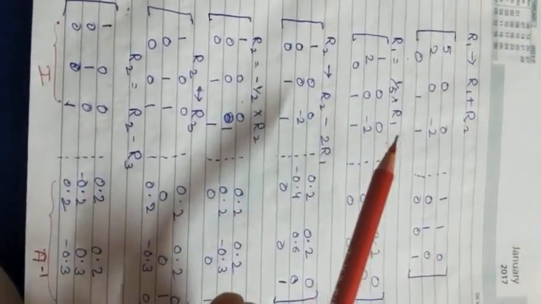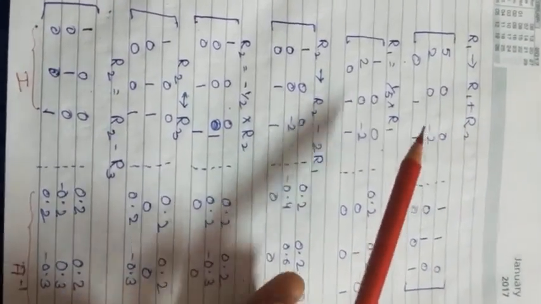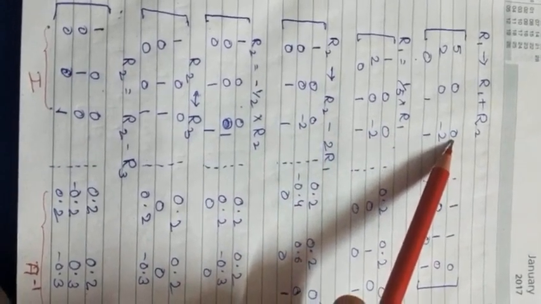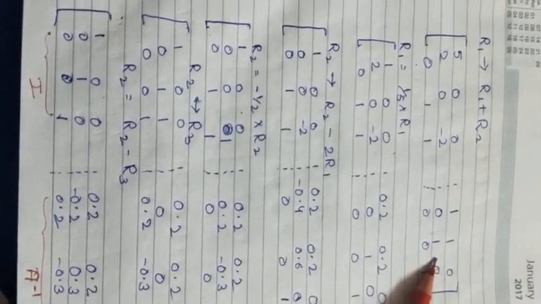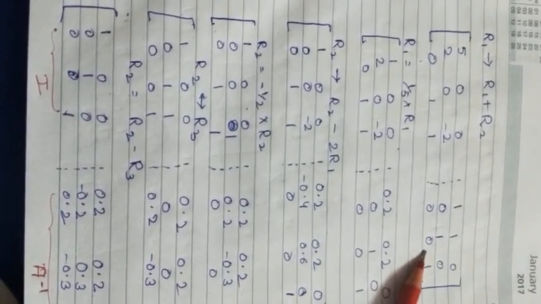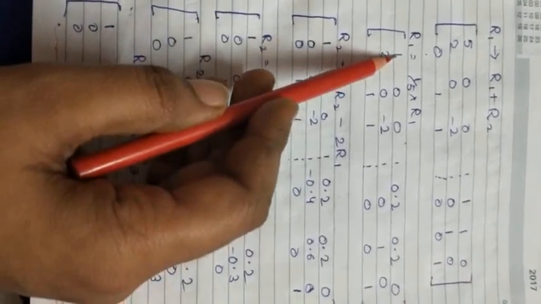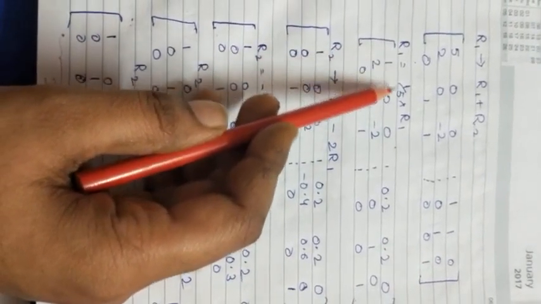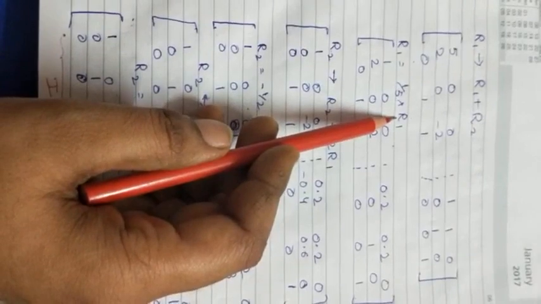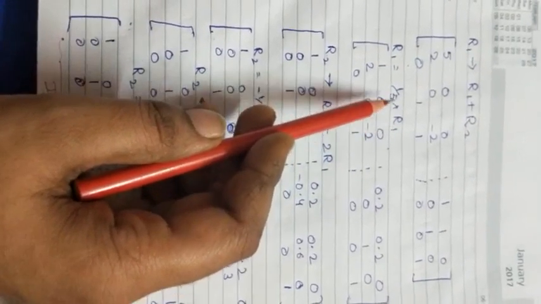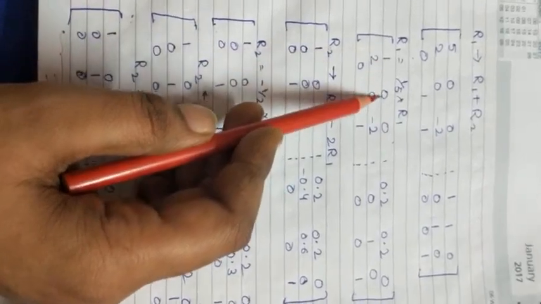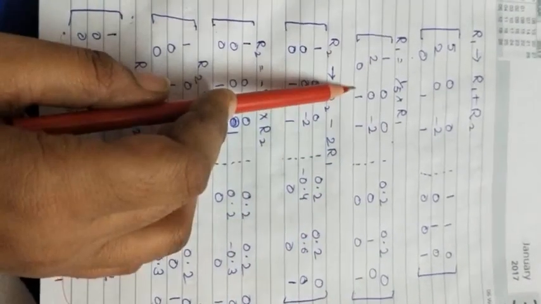Firstly, I try R1 is equal to R1 plus R2. We are going to add up the first two rows, and the resultant we are going to write in the first row. We get this. The other two rows, R2 and R3, are unturned. Then my main aim was to make this as 1. So that is why I divided R1 by 5. So this becomes 1, 0, 0. Other things are still untouched.